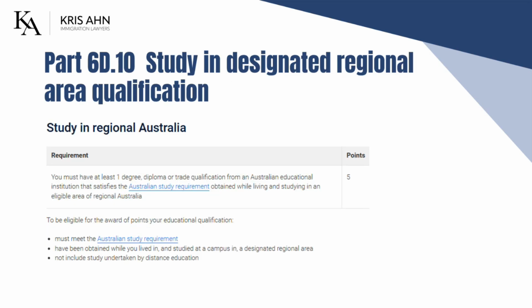This one is studying in a designated regional area. If you've studied and lived in an eligible regional area, and you can't do this as distance education because then you wouldn't have actually been living there, that's another 5 points. In relation to whether it is a designated regional area, you can find that on the department website, which lists the postcodes of areas considered regional. So that's what it is.